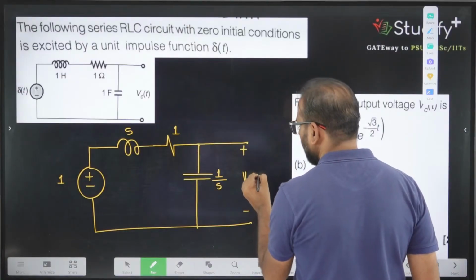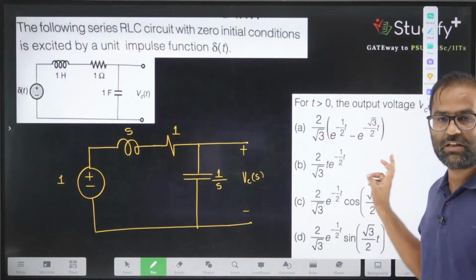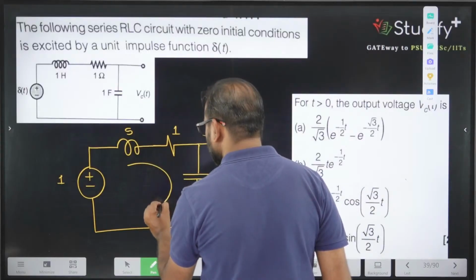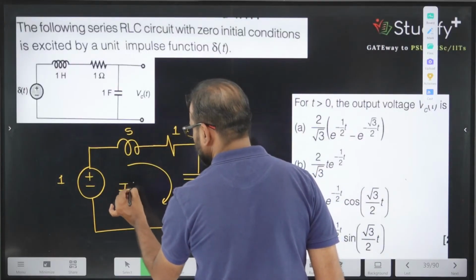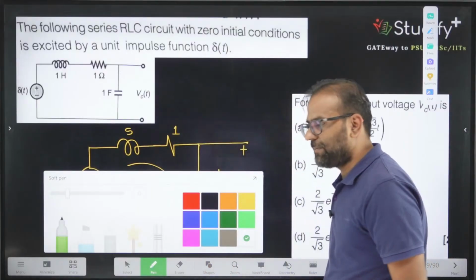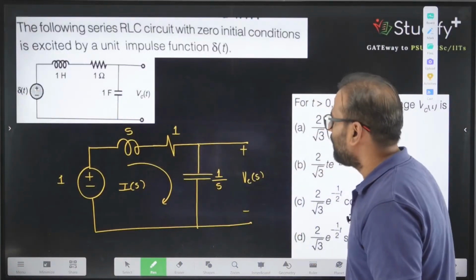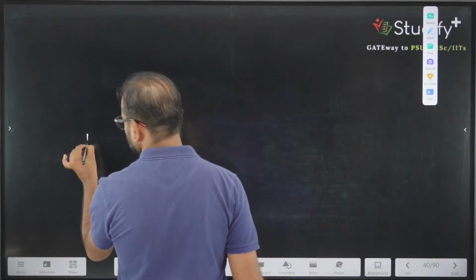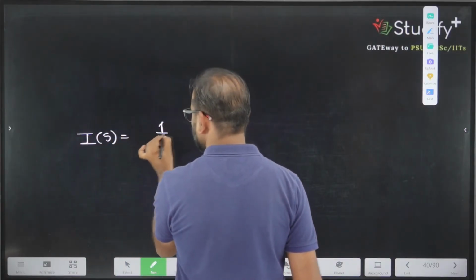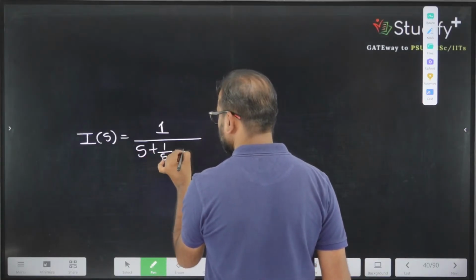So they are interested in VC of S only. What is the value of VC of S? VC of t, so you can use the Laplace transform to solve this. What is the current inside the network? If I say this current is I of S, the value of I of S for the circuit is given by 1 divided by S plus 1 by S plus 1.